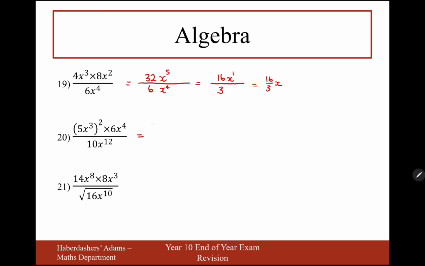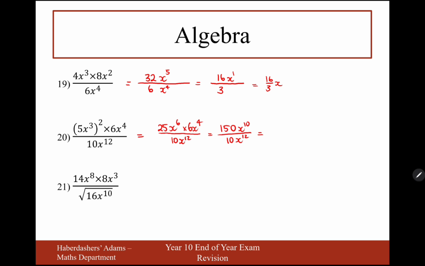When we do a power of a power, we multiply the powers together, but we do 5 squared first, so that's 25, x to the power of 6, times 6x to the 4 over 10x to the 12. Now we're going to multiply the numerator together here, and we're going to get 150x to the 10 over 10x to the 12.